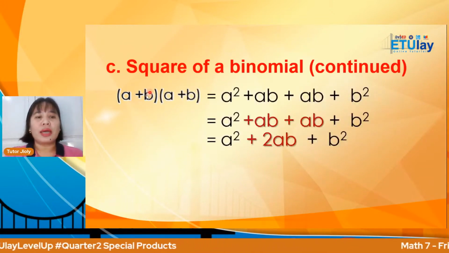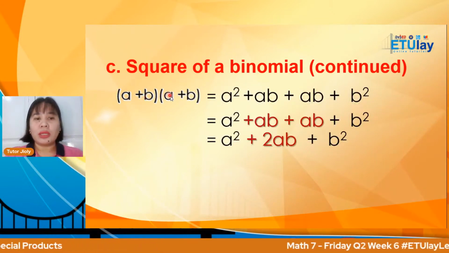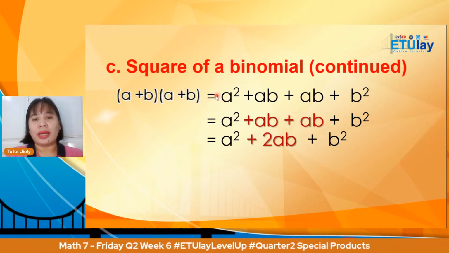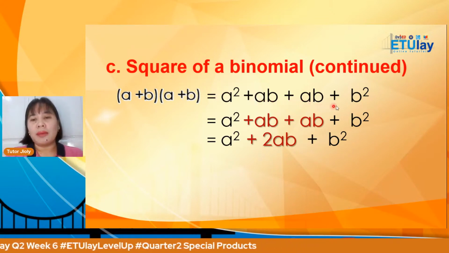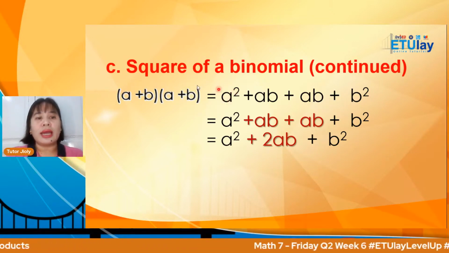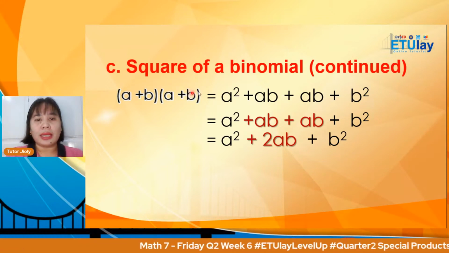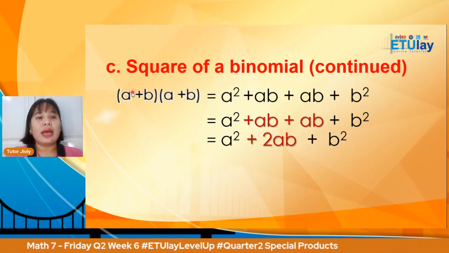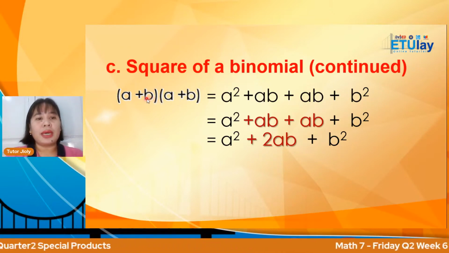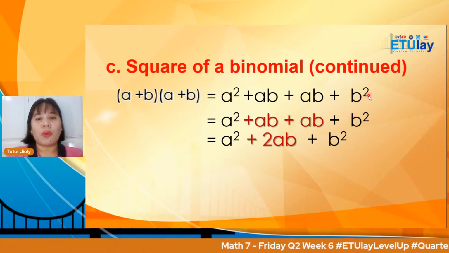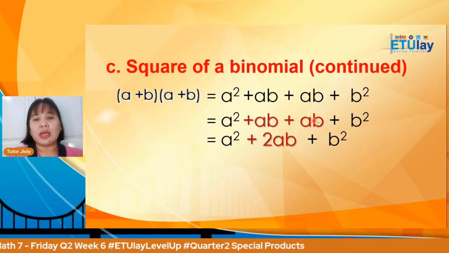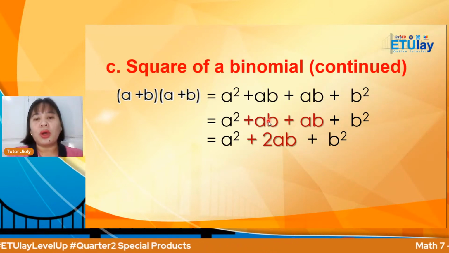We have quantity A plus B multiplied by quantity A plus B. So we derive and simplify again: A raised to 2 plus AB plus AB plus B raised to 2. A times A is A raised to 2. Then A times B is AB. Then B times A is AB again. Then B times B is B squared. If you notice, there are same terms, so we are going to combine.